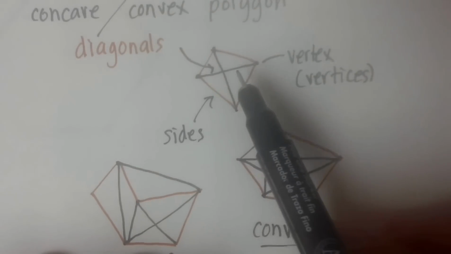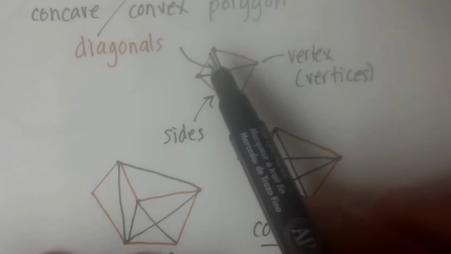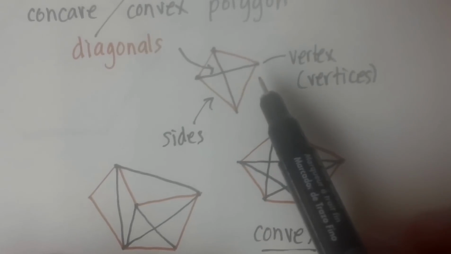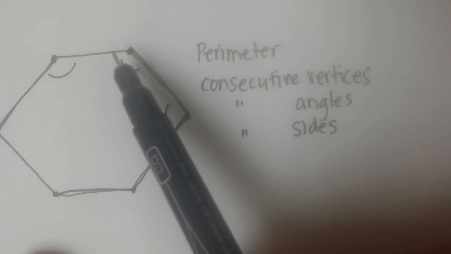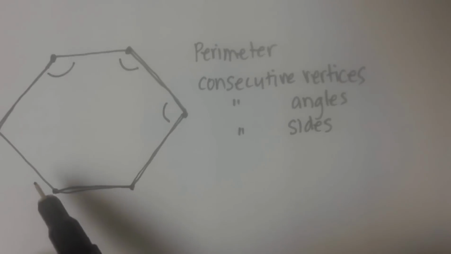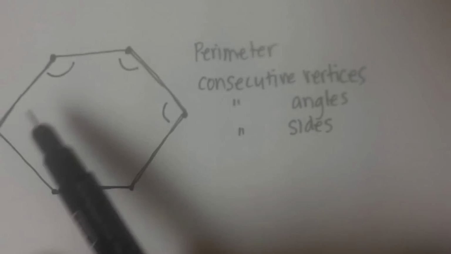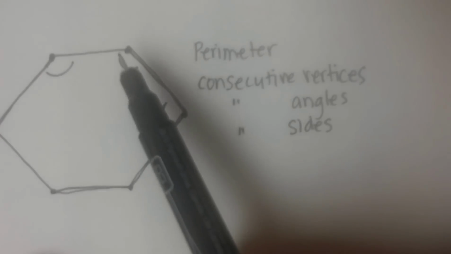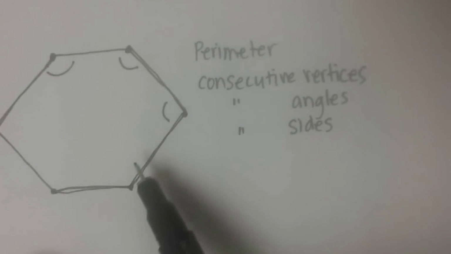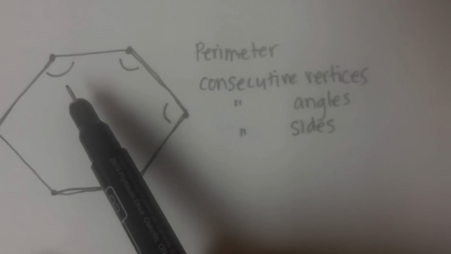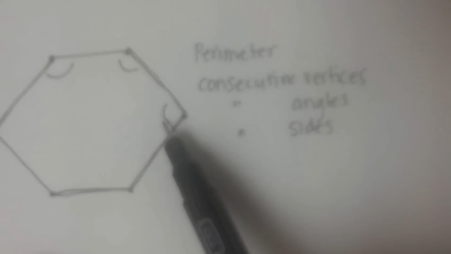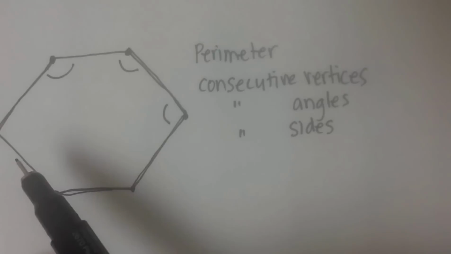Diagonals connect two non-consecutive vertices. And then finally, the distance around your polygon is called the perimeter. Just add up the line segments. From vertex to vertex to vertex are called consecutive vertices. The angles would be consecutive angles, and then the sides are just called consecutive sides.